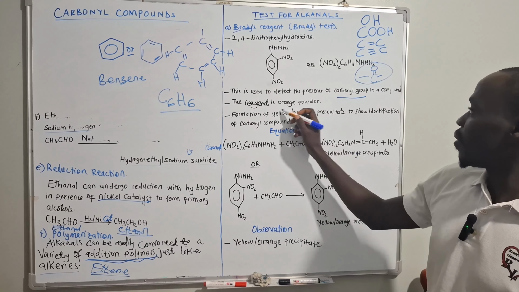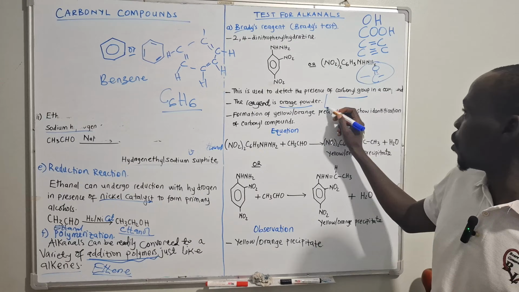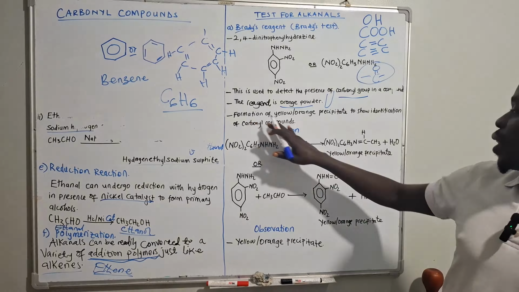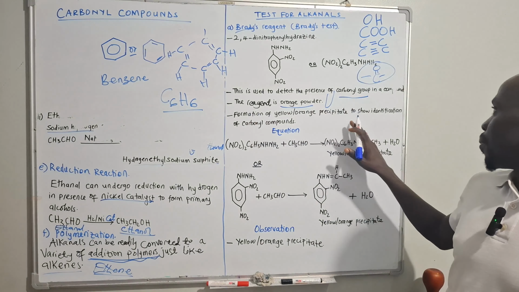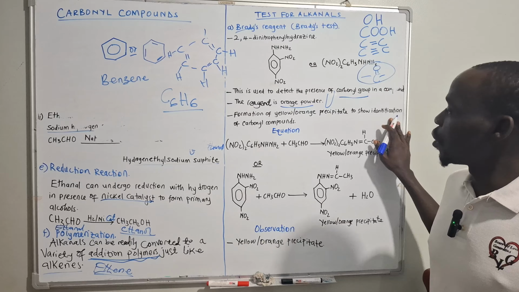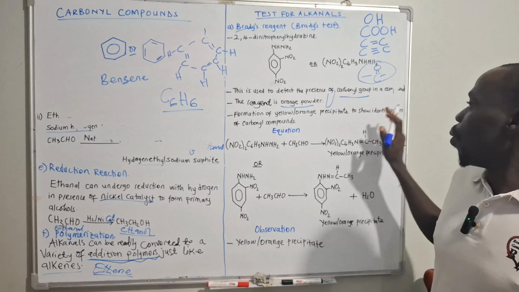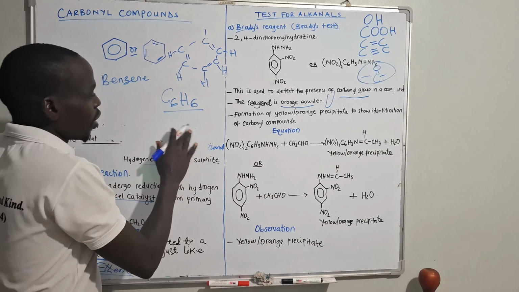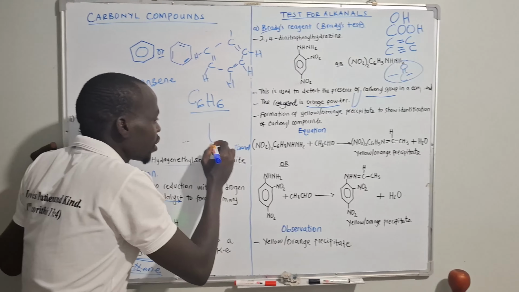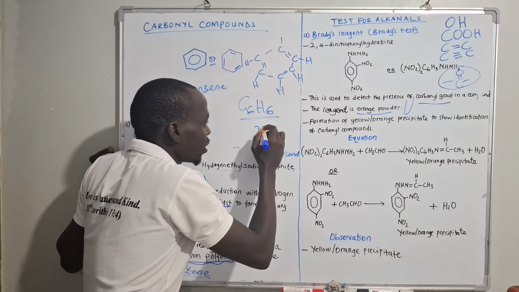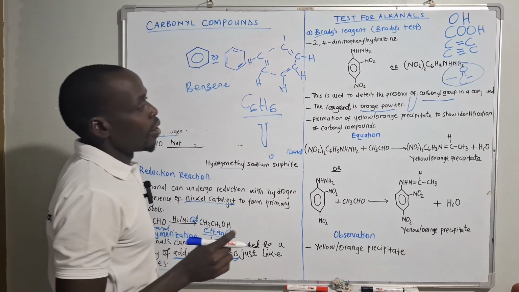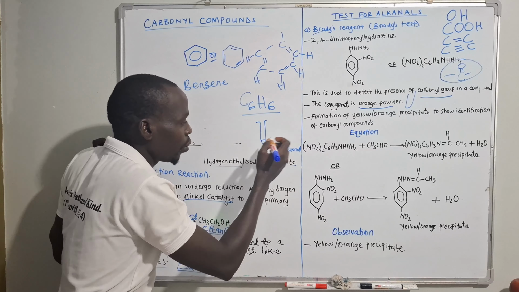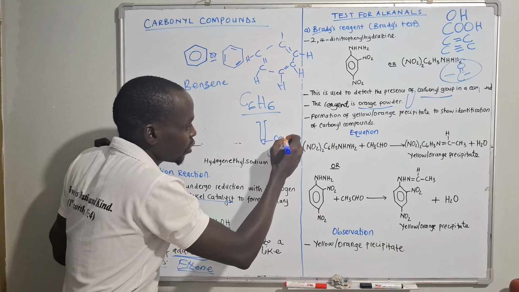This reagent is also an orange powder. So you get it in powdered form, but at the same time you will dilute it and use it for testing in the lab. Then, formation of yellow-orange precipitate shows identification of carbonyl compound. So okay, let me take it to the lab small. If this is your test tube, okay, this is the test tube, I'm in the lab, and I have, let's say, the compound here, but I don't know the compound.